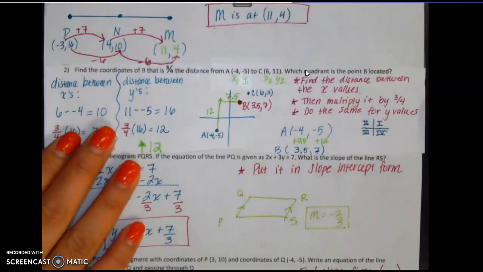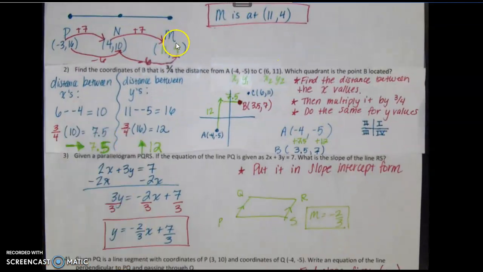Now, number 2, there are quite a few ways that you could do this, but I'm just going to list one of them. Find the coordinates of B, that is 3/4 of the distance from A to C. So I basically have a line segment A to C, and it gives us the points. It wants us to figure out where B is going to be located if it's 3/4 of the distance between that line. So the way we find that is we figure out what the distance is between the x values.